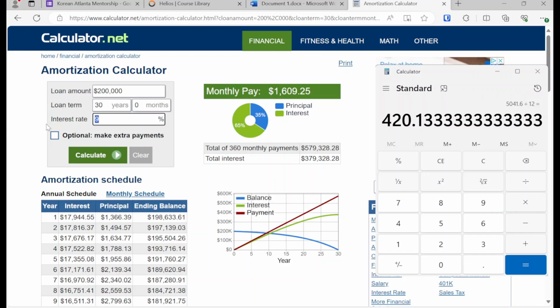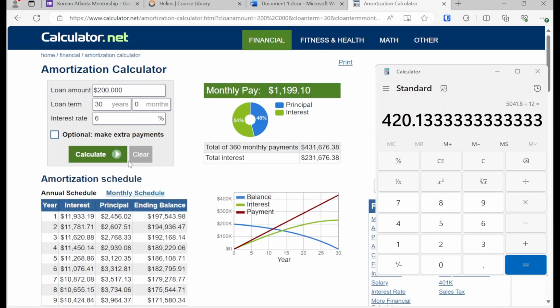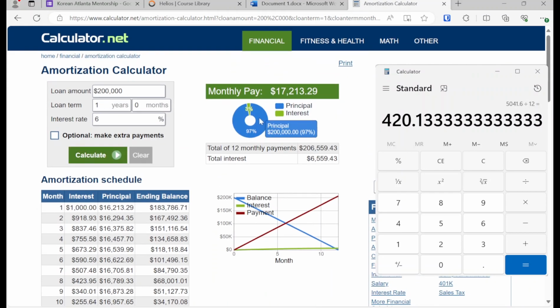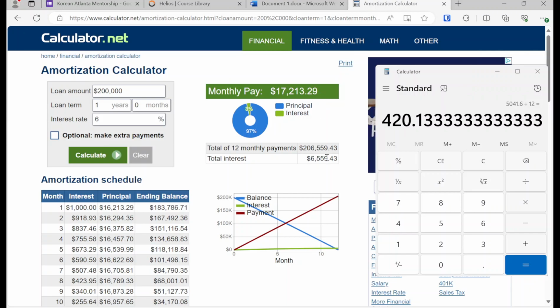So let's just go back here. I'm going to go ahead and calculate that. And so you can see here, let's say that I have a 1 year amortization, meaning that I have to pay this $200,000 back in 1 year. This payment is going to be so sky high, but the interest is going to be low, right? So let me just go back here. So look, 17,000, and I only had to pay $6,000 back in interest, okay?